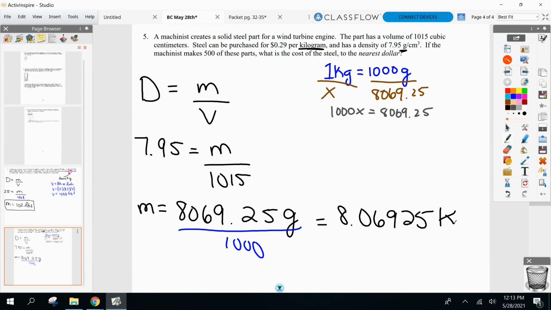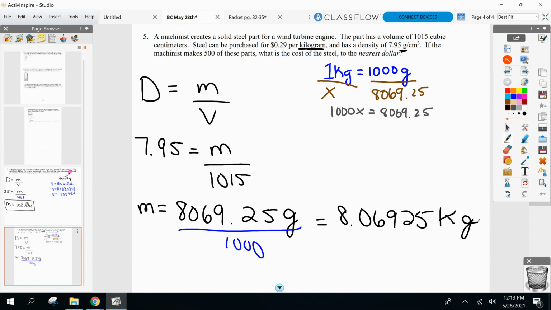8.06925 kilograms. There it is. That's not even done yet. This is how much one solid steel part weighs. That's it. I need 500 at 29 cents a kilogram. How much am I going to pay?